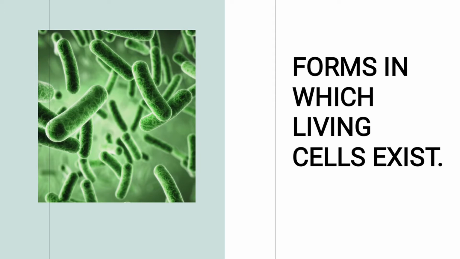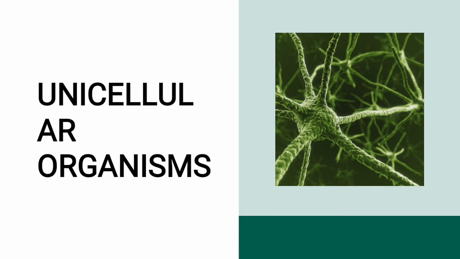And then we also talk about forms in which living cells exist. Living cells exist in different forms. So this aspect will help us to know the forms in which living cells exist. So the first one, we talk about unicellular organisms. So cell can exist as unicellular organism. Remember we talk about unicellular organism, uni is one, cellular means cell. So unicellular organism talks about organism that possess only one cell.